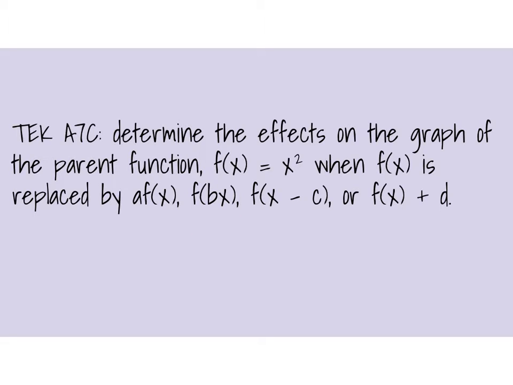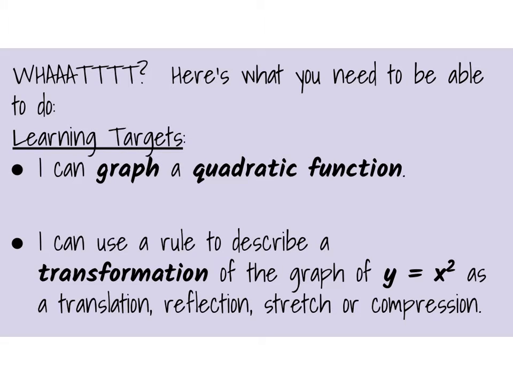So our TEKS is A7C, and this is what it says. Determine the effects on the graph of the parent function, which for quadratics is f of x equals x squared, when f of x is replaced by a f of x, or multiplying by a number, f of bx, or multiplying the x by a number, f of x minus c. So we are subtracting a constant. Notice that already has a subtraction sign, and we've seen that before. And f of x plus d, so we're adding something on to the end, okay? So that is our readiness standard.